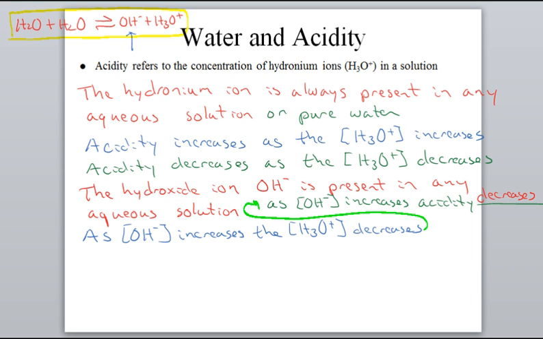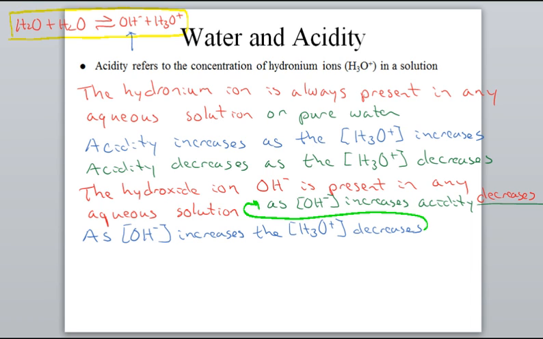Chemicals that are considered acids and bases are chemicals that change the concentration of the hydronium ion and the hydroxide ion. In a few slides, we'll see the specific definitions of acids and bases. But in general, when you add a chemical that's considered an acid to an aqueous solution, the concentration of the hydronium ion increases. When you add a chemical that's considered a base to an aqueous environment, the concentration of the hydroxide ion increases.